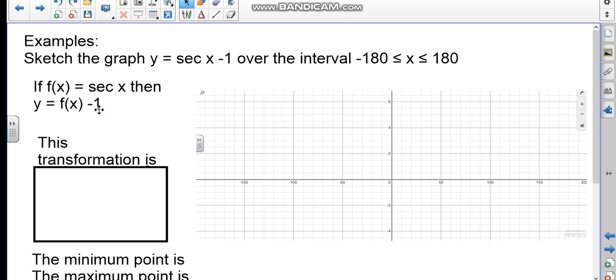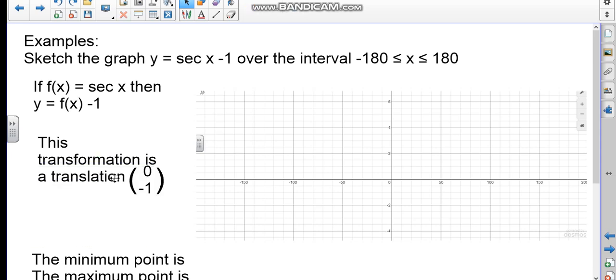It's our function subtract 1. So if you remember from our transformations previously, when I add or subtract something, that affects the graph by moving it up or down. And in this case, it's going to be a translation of (0, -1). The whole graph is going to move down 1 unit. Okay, so now I know what the transformation is, I need to think about what the graph y equals sec x looks like. If we remember, sec x is 1 over cos.